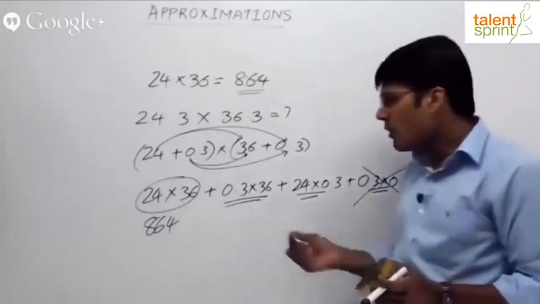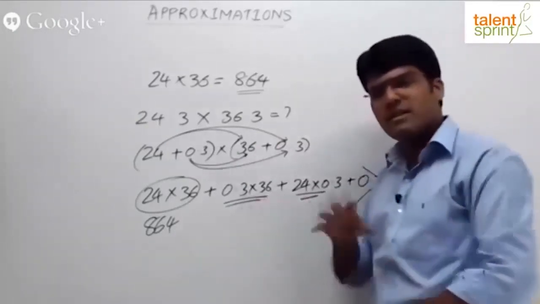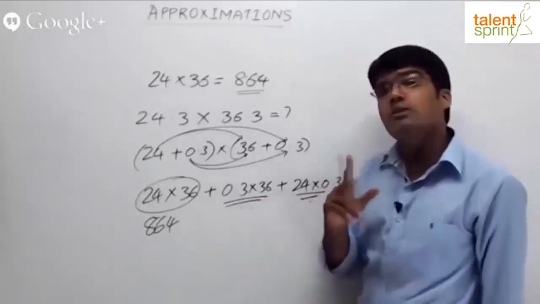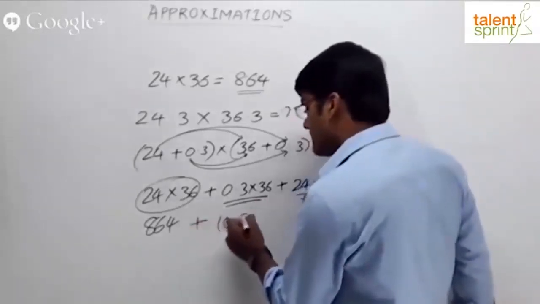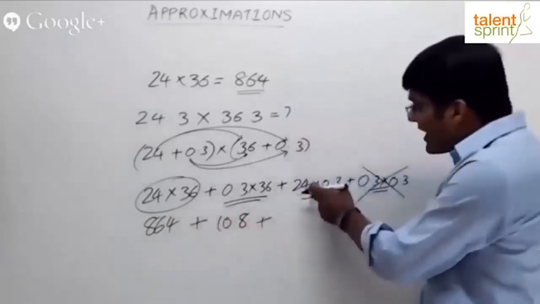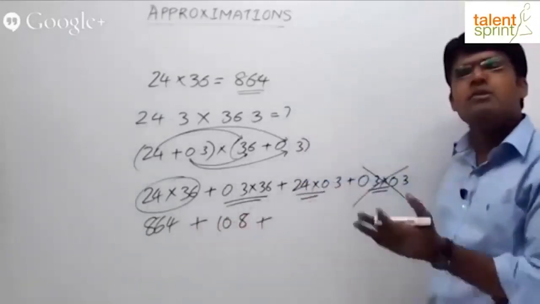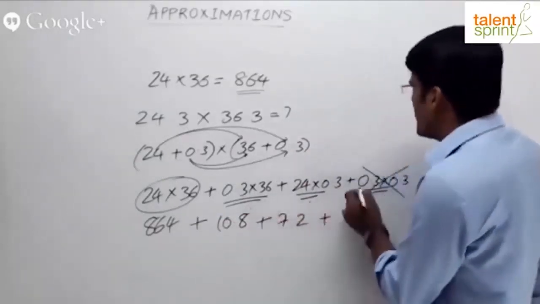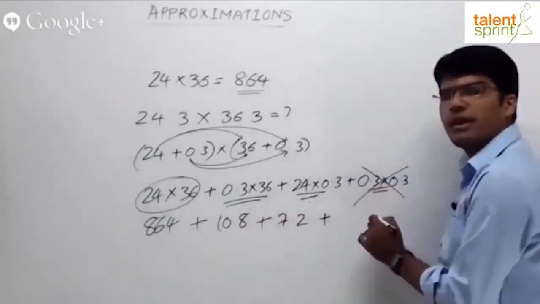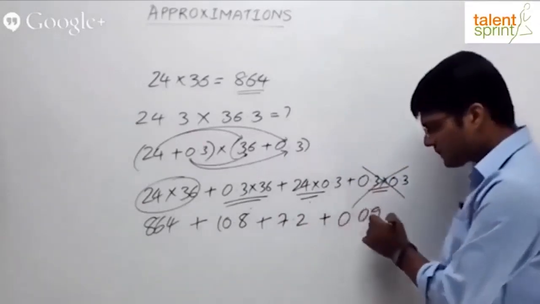For example, what is 0.3 into 36? Just think of this. 0.3 into 36. 3 into 36 is 108. So 0.3 into 36 will be 10.8. Plus, what is 24 into 0.3? 24 into 3 is 72. So 24 into 0.3 will be 7.2. Plus, again, 0.3 into 0.3 will be 0.09.